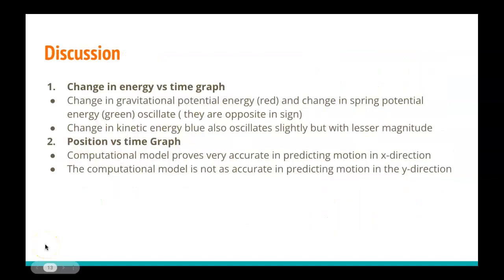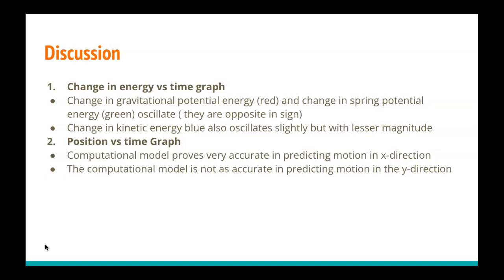Now let's discuss. For the change in energy versus time graph, the change in gravitational potential energy is in red and the change in spring potential energy is in green, and they look to oscillate, meaning that they are opposite in sign. The change in kinetic energy, which is in blue, also oscillates slightly, but with lesser magnitude compared to the spring potential and the gravitational potential energies.